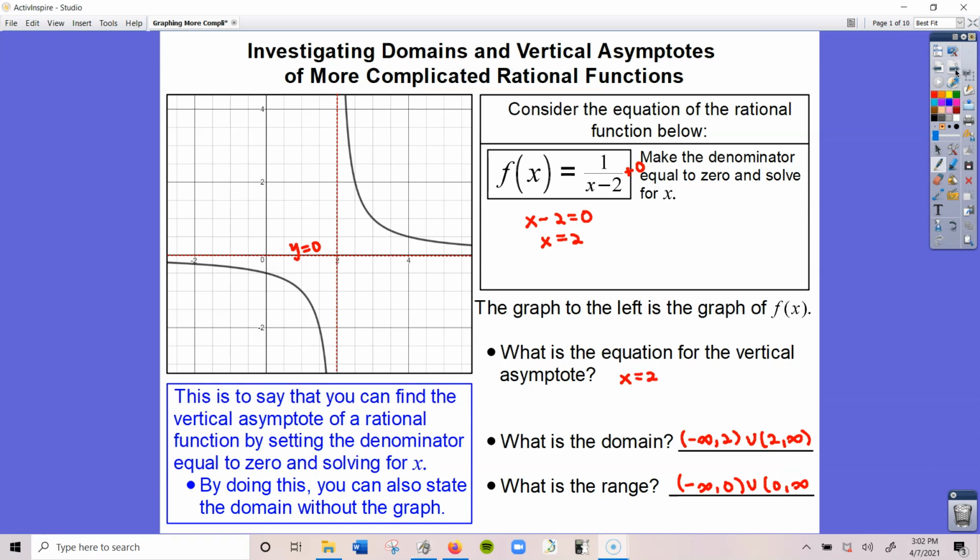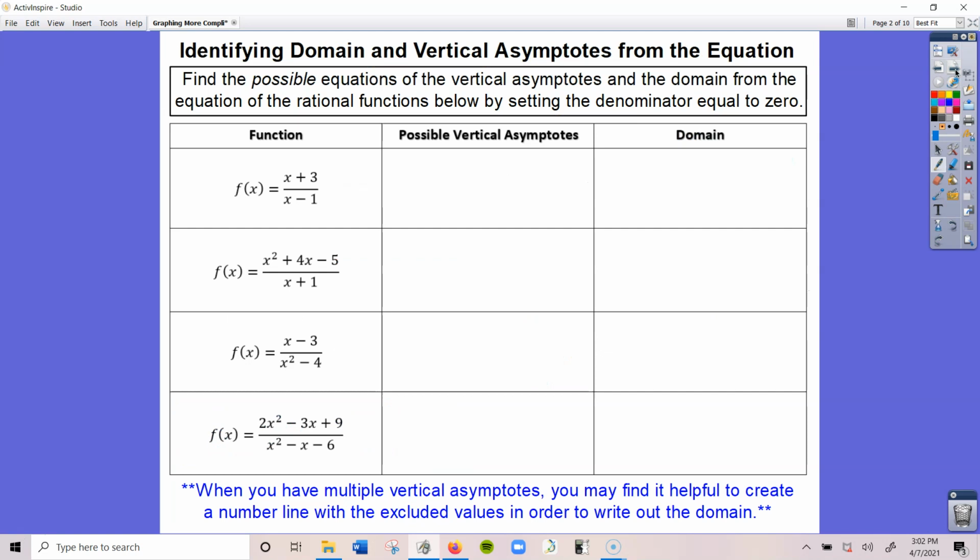Now we're going to practice finding the equations of vertical asymptotes just based on the graph. As you can see here, these equations are not written in transformation form. And that's the whole point of this lesson, is we're going to see if we can figure out ways of graphing rational functions without having to rewrite it in transformation form.